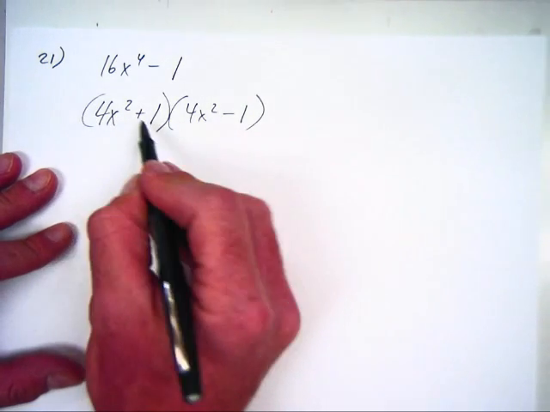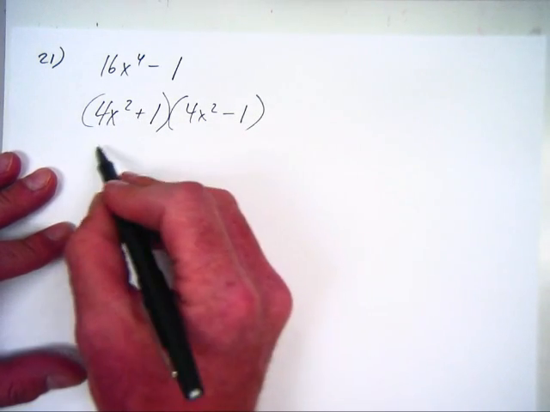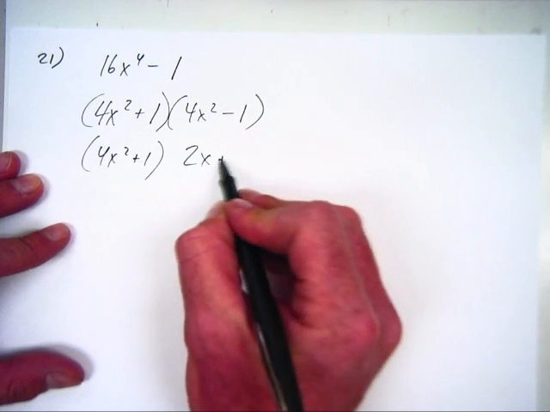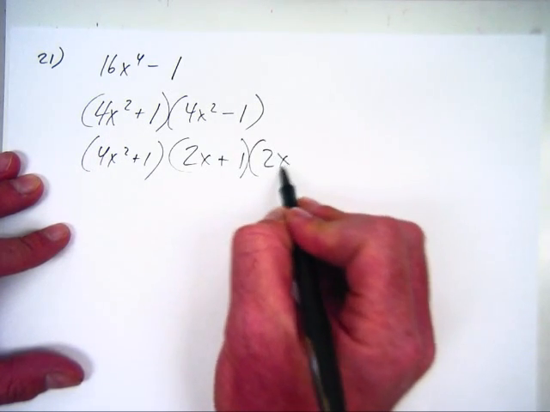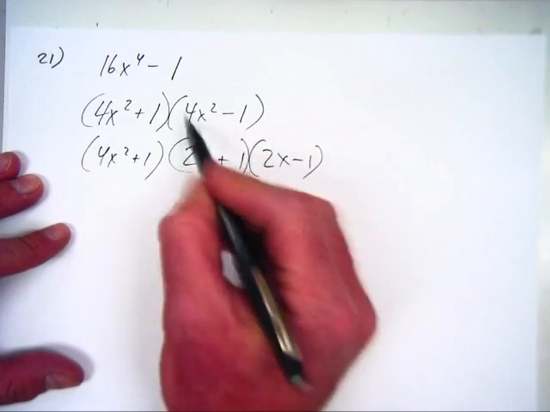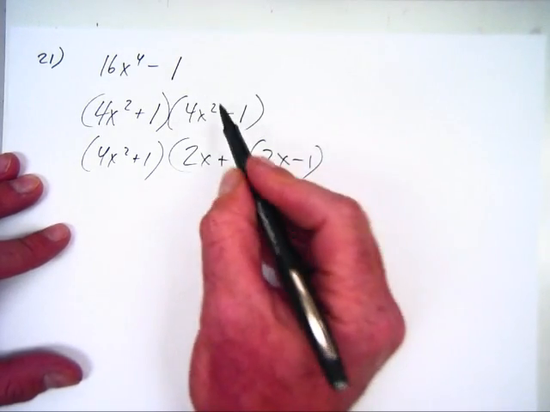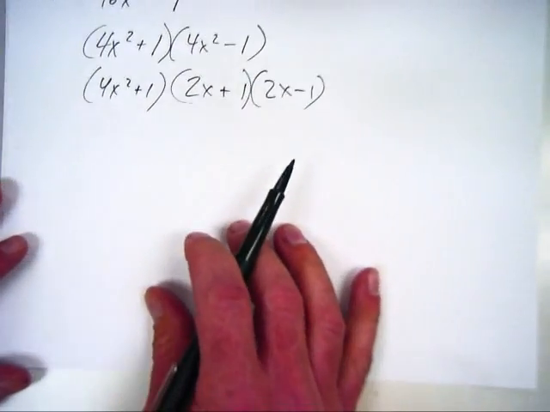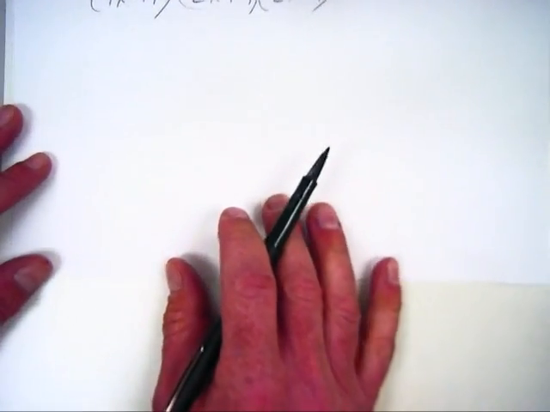Then this is done because it's a binomial with a plus sign. Can't do anything there. I'll just bring it down. This is going to become 2x plus 1, 2x minus 1. That also is a difference of two perfect squares. Please don't miss these. If you got a binomial with a negative sign, watch out for a difference of two perfect squares.